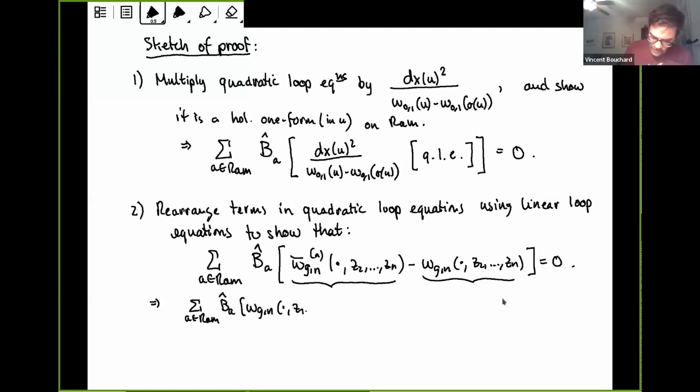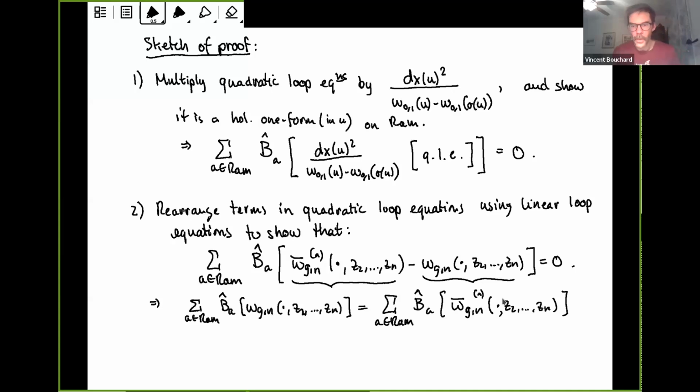The projection is always in the first variable, right? That's why I put a dot. And on the right-hand side, you have the right-hand side of topological recursion, which was the projection of this locally defined object, omega bar GN, at the point A. Okay, so that is the statement here.